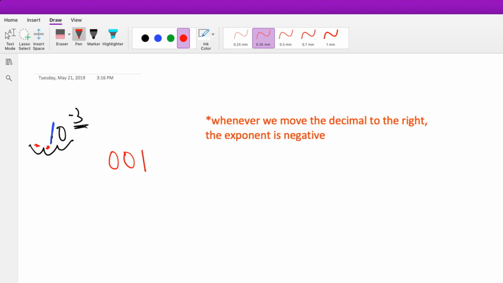And where did we move our decimal? Remember, it was at the end of this original number right here, and we moved it over 3 times. So let's pretend it was still here. 1, 2, and 3. And that's the answer. It's just like that.